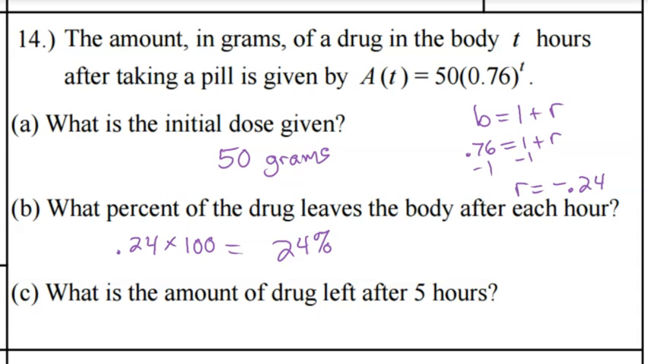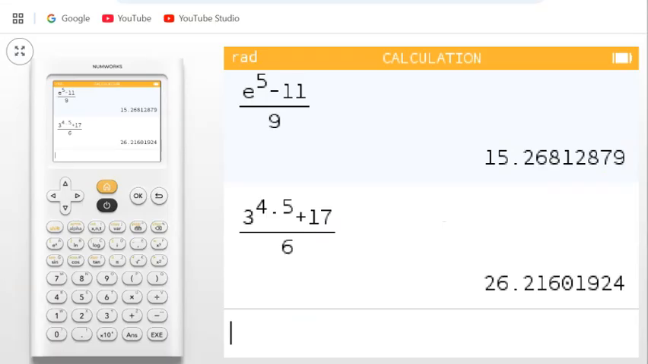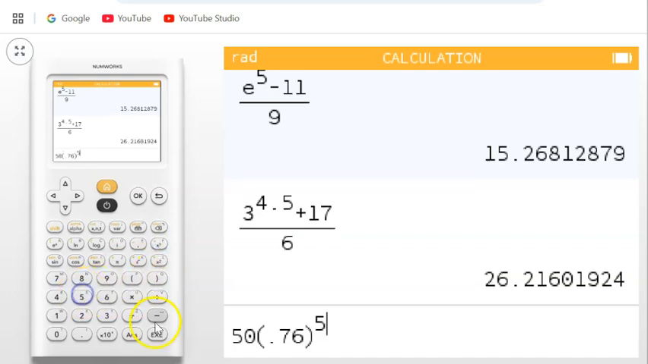What is the amount of the drug left after 5 hours? Well, 5 hours is a time, so all this is asking us to do is plug 5 in for t. It's going to be 50 times 0.76 to the power of 5, which can just be plugged into a calculator. So we'll go 50 times 0.76 to the power of 5.